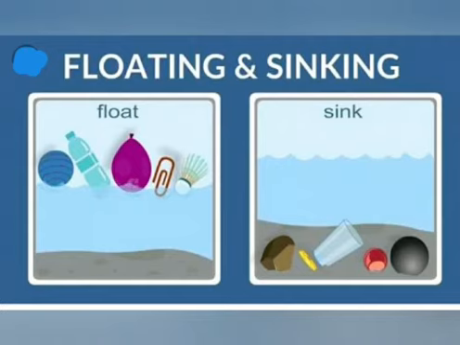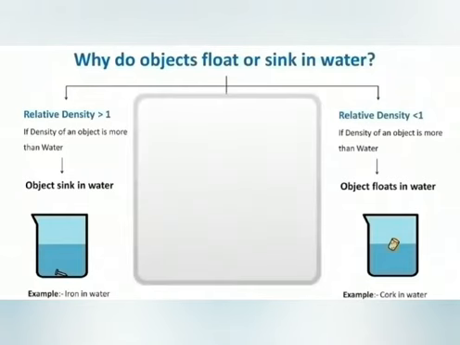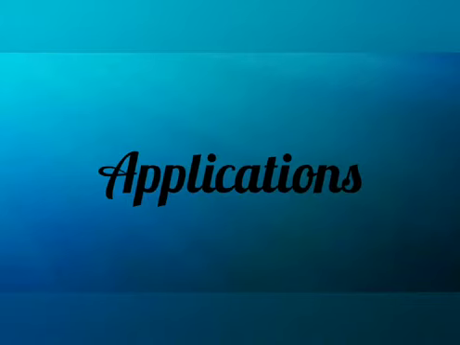So the question here arises: why do objects float or sink in any particular solvent or in water? Here we are taking the example of water. If the substance or the object is having density more than the water, then the object sinks, such as iron. And if the density of the object is less than the water, then the object always floats on the water, like cork and wood. And there are many other examples in your daily life.